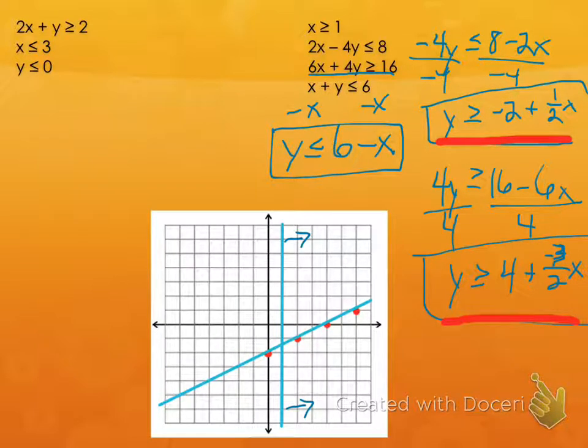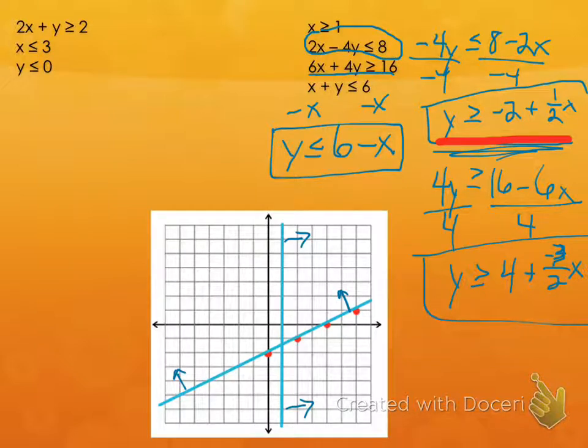Oh, before I move on with this, let me erase that. So back at this guy down here. What I want to do is find out which side to shade. So I'm going to go to the original equation, which is 2x minus 4y. Plug in test point 0, 0. 0 is less than 8. That's a true statement. So I'm going to shade towards 0, 0, which is going to be kind of up and to the left.